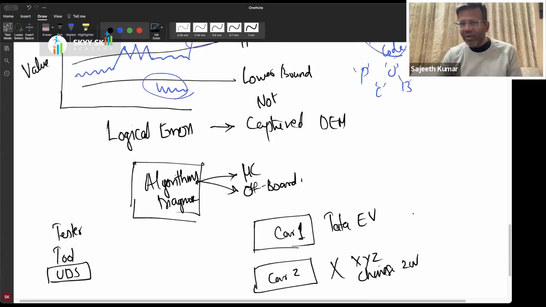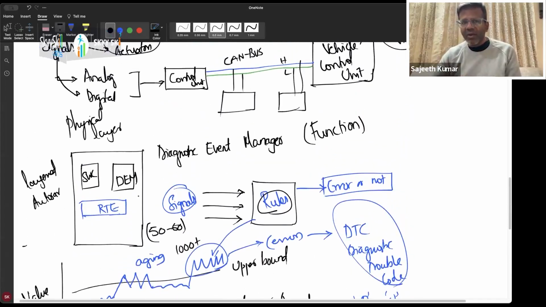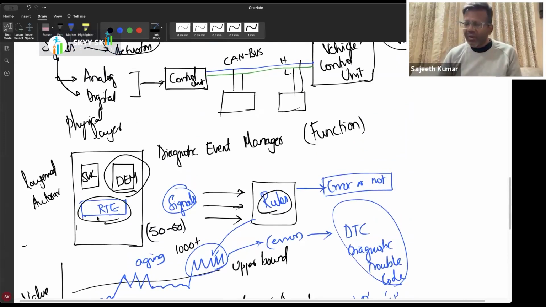What do I mean by not have UDS? Their vehicle control unit will not have this DEM stack. It might not have an RTE stack. They might not even have a VCU at all. They would just have a motor control unit, a BMS, maybe just some basic CAN messages going to your cluster, and that's about it.